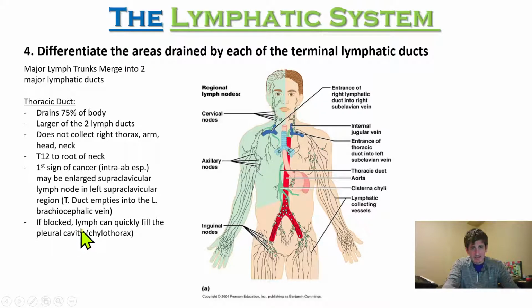And if blocked, our lymph can quickly fill the pleural cavity as well. So if this duct is blocked, lymph can fill the pleural cavity. And you've heard of pneumothorax, air in the pleural cavity, or air in the thorax. Chylothorax is lymph, I guess, in there.